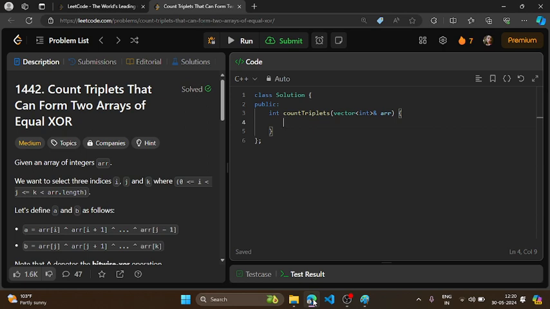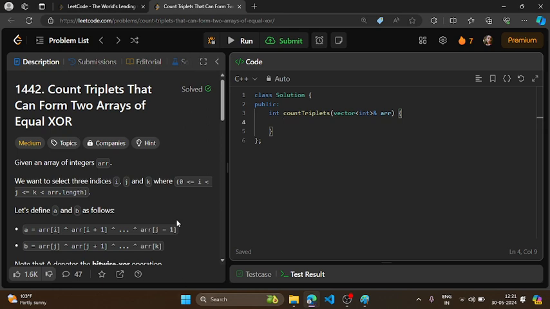These indexes are i, j and k, where i may start from 0 and j should be greater than i, and k can be equal to j or greater than j, and k can also be equal to the last index of our array. So these are the conditions for i, j and k.